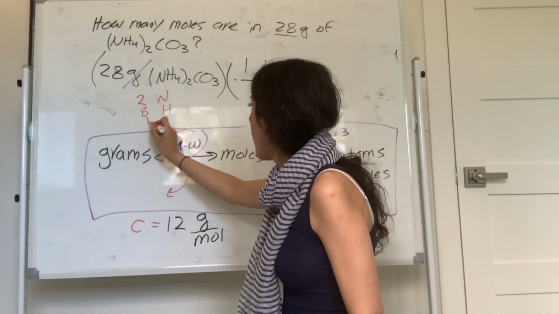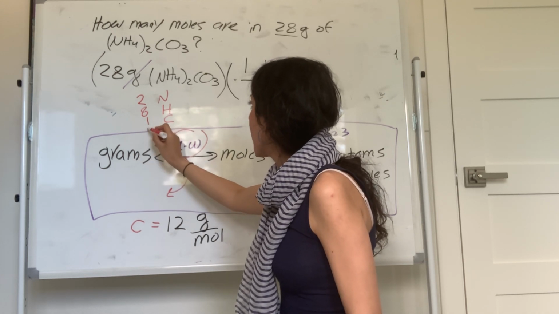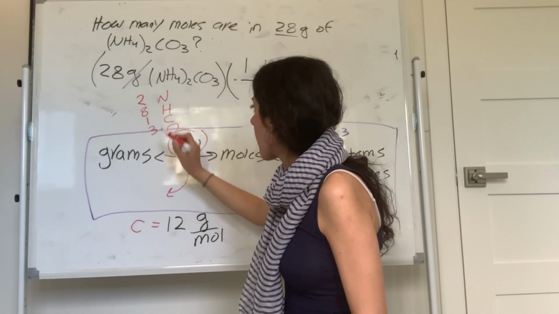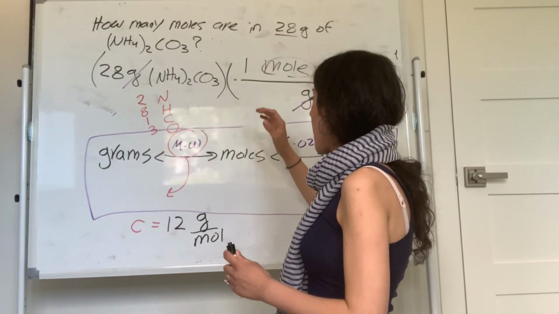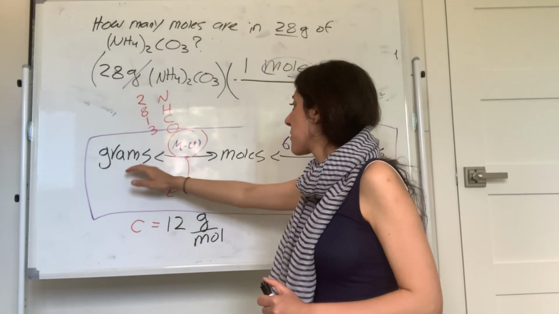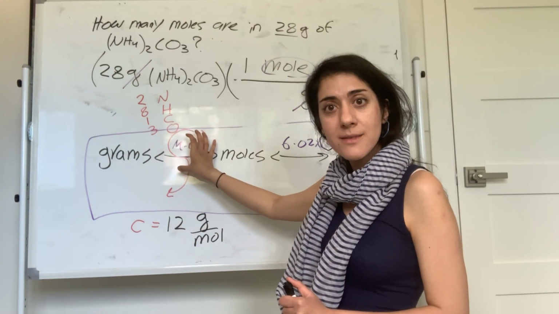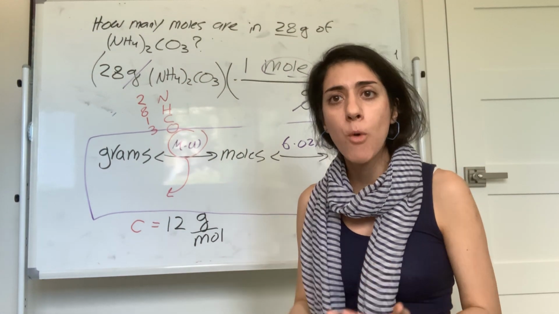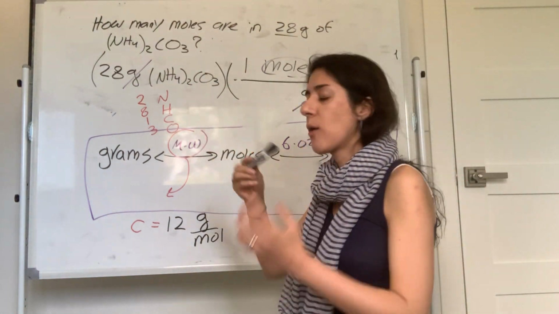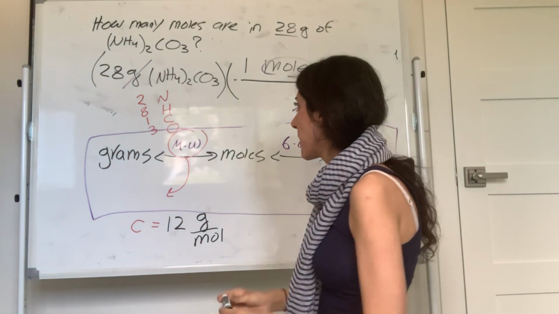Then I have 1 carbon and I have 3 oxygen. Again, I'm trying to go from gram to moles. To go from gram to moles, I need a molecular weight. So now the compound I have is ammonium carbonate. I need to figure out what is the molecular weight of ammonium carbonate.